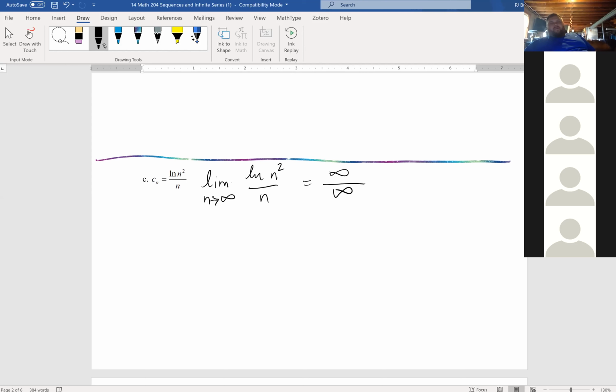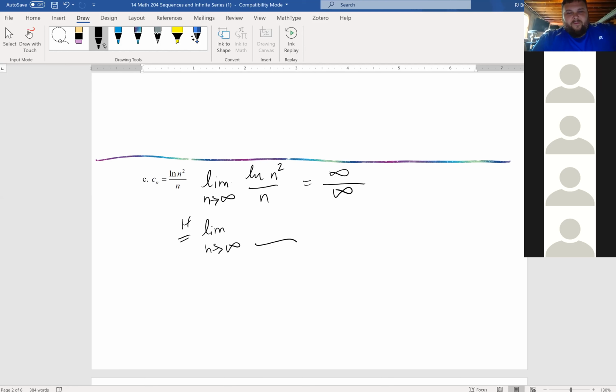Do you recall anything about when you get infinity over infinity out of a limit? What that tells you to do? It tells you it's in an indeterminate form, right? And so you can use L'Hopital's rule. Correct. So you can use L'Hopital's rule, which says I can go ahead and differentiate both the top and the bottom of this sequence and reevaluate the limit.